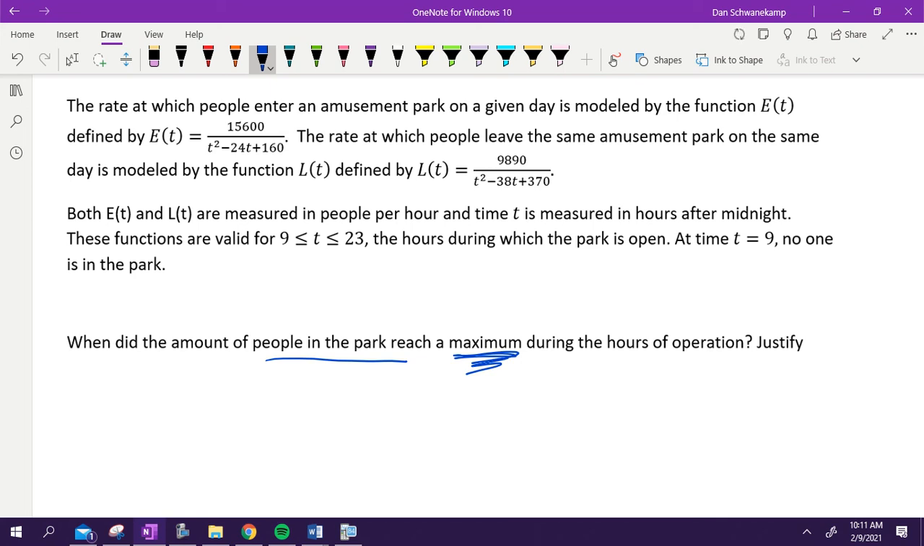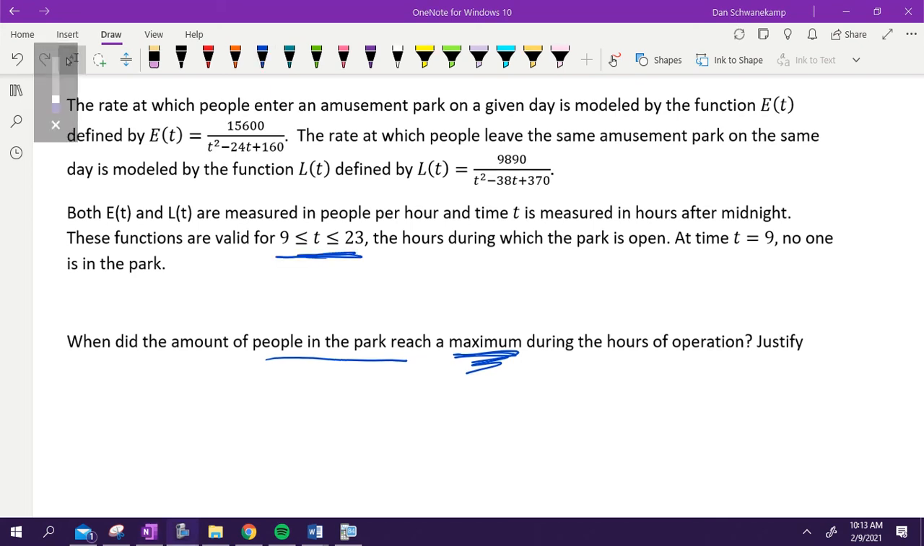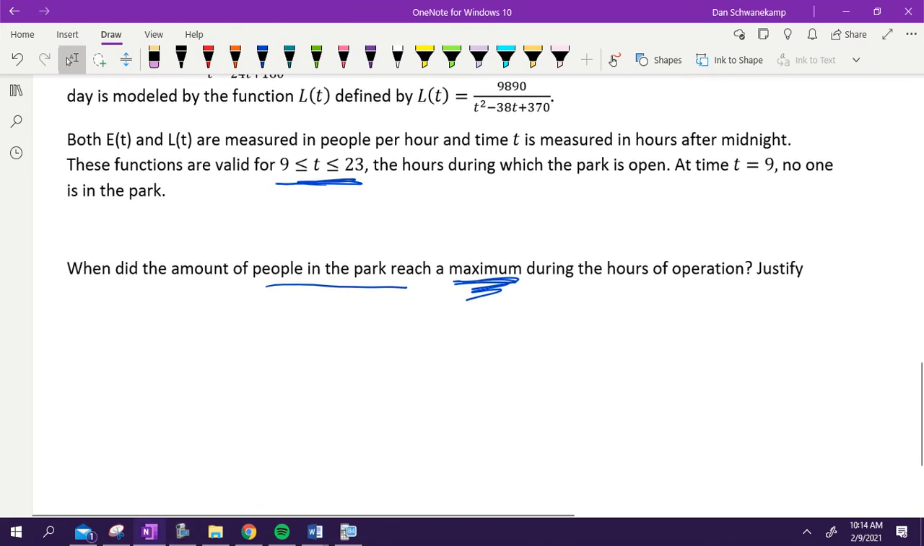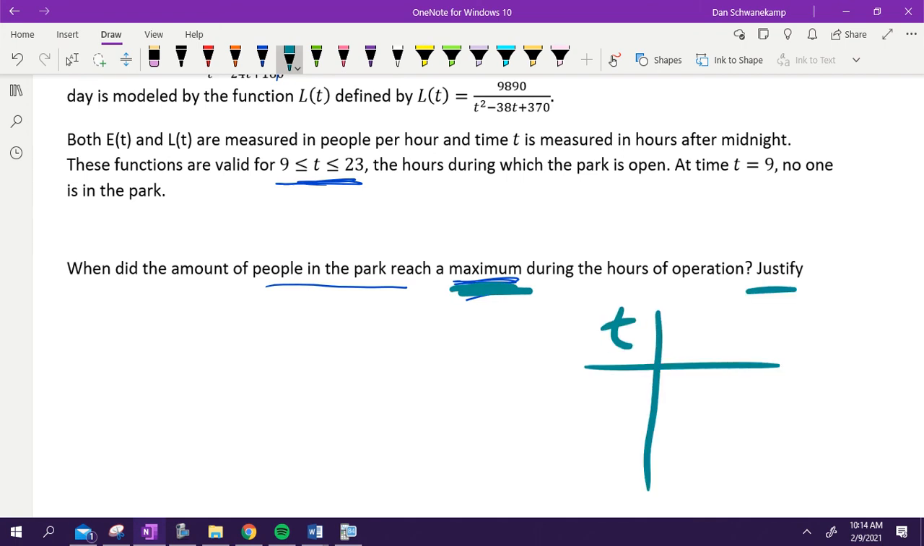Go. So we were able to go through basically this whole story problem in just a few minutes by talking through it. When did the amount of people reach a maximum and justify it? You guys understand now that if we're talking about a maximum and justify, we're doing a table. My time is going to be T. To find the amount of people, I am going to integrate. When do people start entering the park? 9. So from 9 until whatever my time is. I don't know what the time is. And what am I going to integrate?